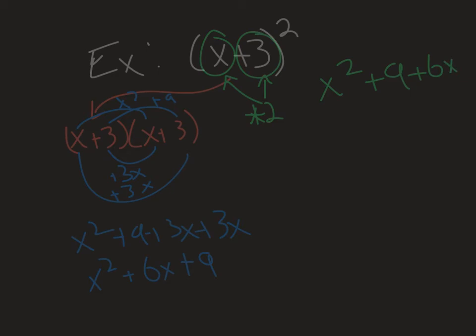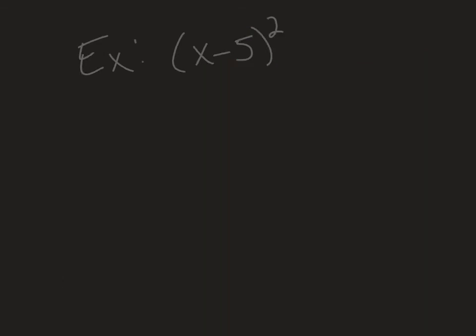Now you may notice that's exactly what I have here. So whether you use the shortcut or the FOIL, it doesn't matter. You'll get to the same thing. It just may require a few extra steps. Now similar line of thinking here with the (x − 5)². I can do the same thing.